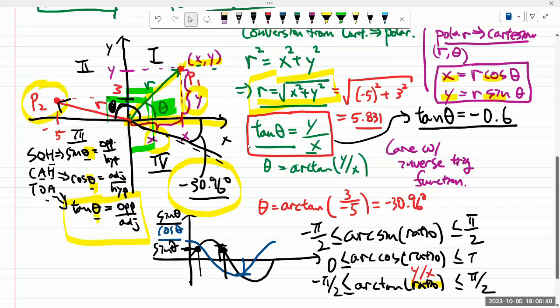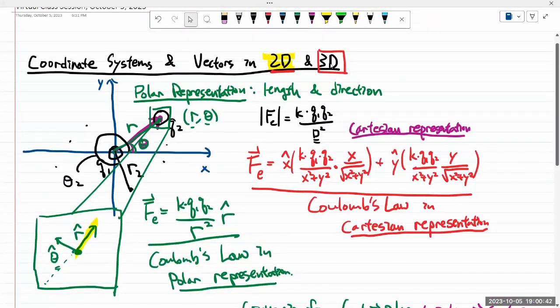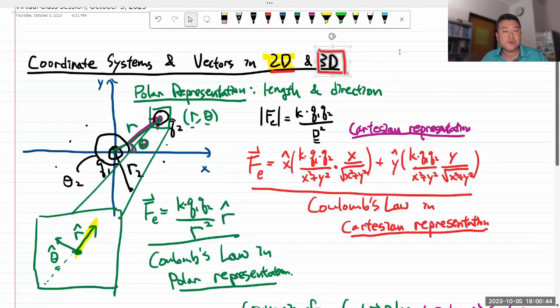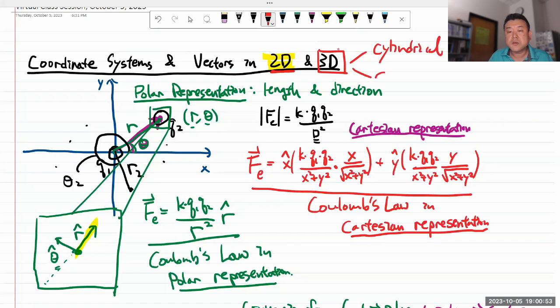And I guess I didn't quite get to 3D. I might find an opportunity to cover 3D coordinate systems, the two kinds that you might have seen being the cylindrical coordinate system and the spherical coordinate system. And if there's an opportunity in the future, I'll try to cover that.